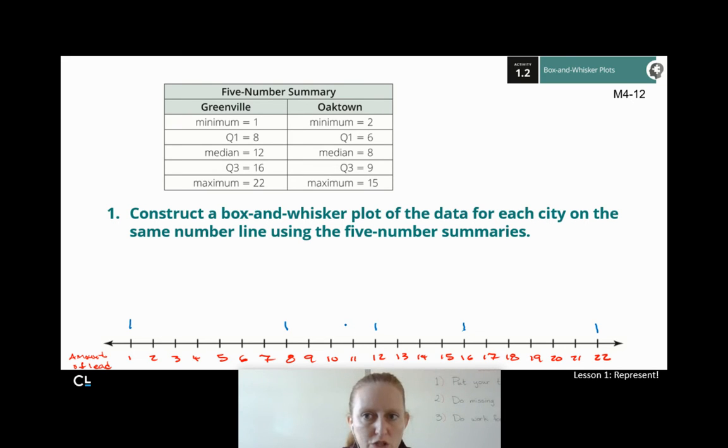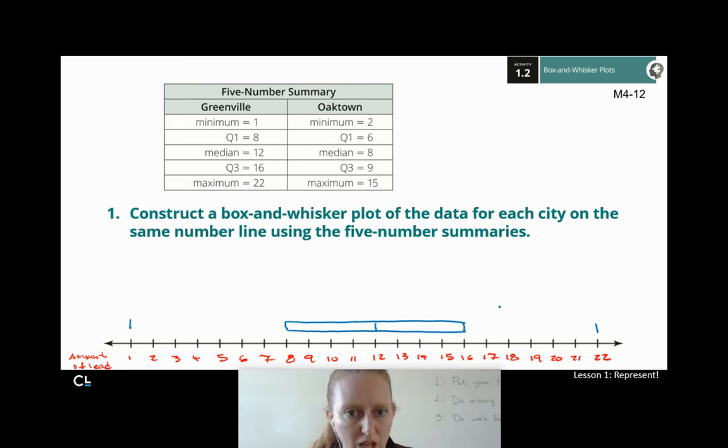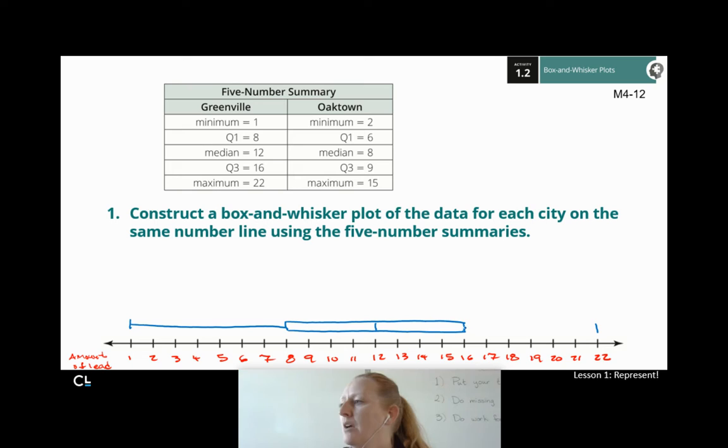To make my box and whisker plot, I start with my box. My box includes these 3 guys in the middle. So I'm literally just going to connect quartile to quartile. Boom. There's the box of my box and whisker plot. But it is a box and whisker plot, so I do need to make whiskers. So the whisker is just going to come from the middle here all the way up to the middle of that first quartile. And then I'll do one on the other end. From the middle of my third quartile, make my whisker all the way up to the middle of my maximum. And we just made a box and whisker plot for Greenville.